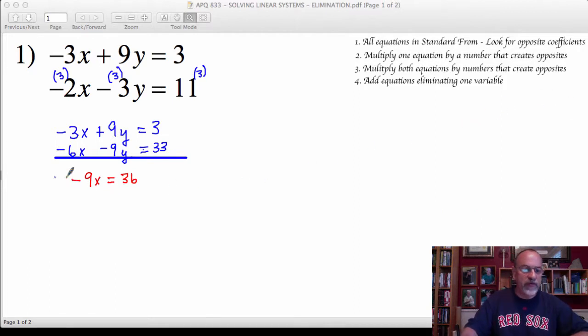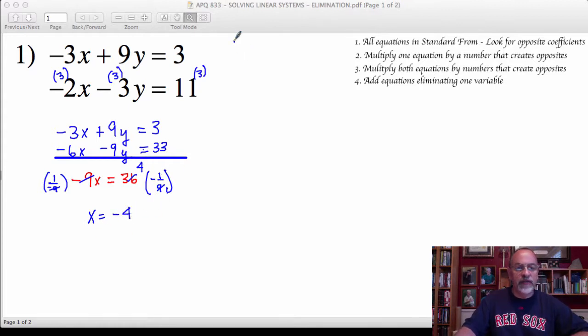Solving for x, I'm going to multiply by the reciprocal of -9, which is dividing by -9. And so the -9's here are going to reduce to 1. 1 times x is x. Then this 9 reduces into 36, leaving 4, and 4 times -1 is -4. So the x value of my solution is -4.